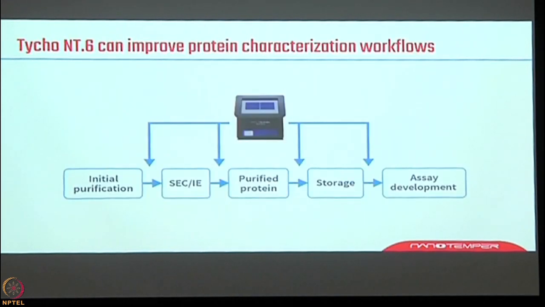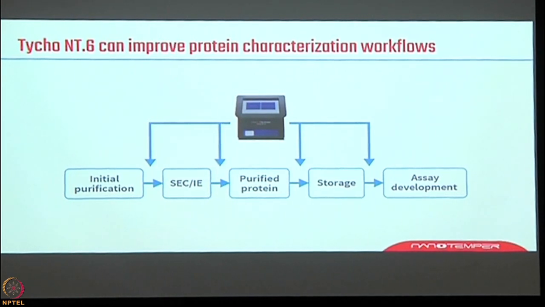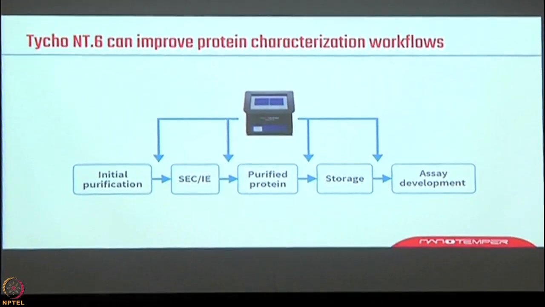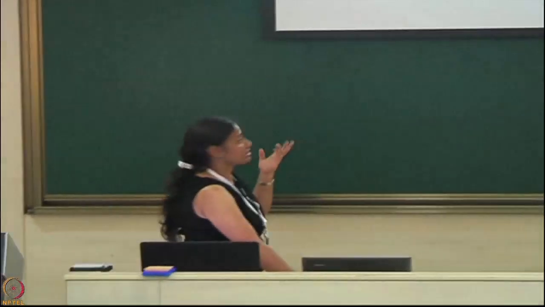So when you see the characterization workflow, where all the Tycho can be used. When you go for the initial purification, after that when you get the protein, you can check the purity at this level. After ion exchange chromatography or column purification, you can again check the purity of your protein. Once the protein is purified, you have to store it at different conditions. At which buffer, at which pH you want to store it, you can always check that and then store it.